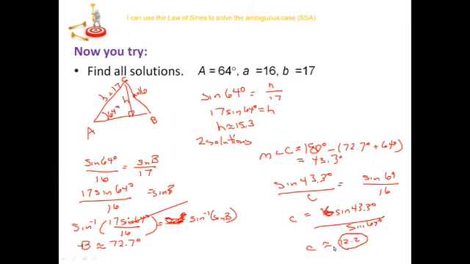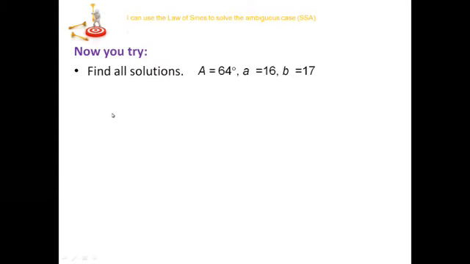So there's your first triangle solved: 12.2, 72.7 degrees, and let's see, what's the third thing? 43.3. Okay, so now we need to solve the second triangle. Okay, let's draw our second triangle.